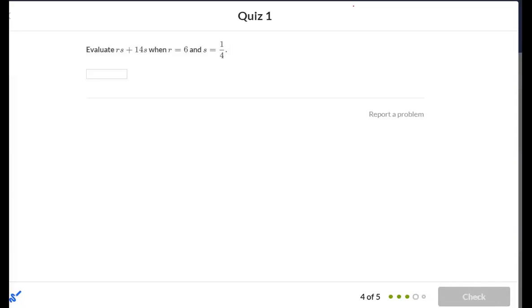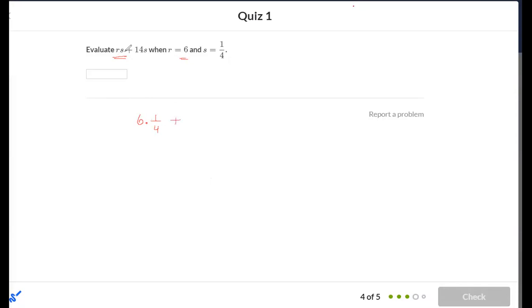So let me show you so you can compare with yours. Right here we have RS, which is basically multiplication if you don't see something in between. So we have R is 6, so I'm going to just write 6, and S is 1/4, so I'm going to just write 1/4. Since we don't have anything in between, you can just know this is going to be a product, okay, just a multiplication.